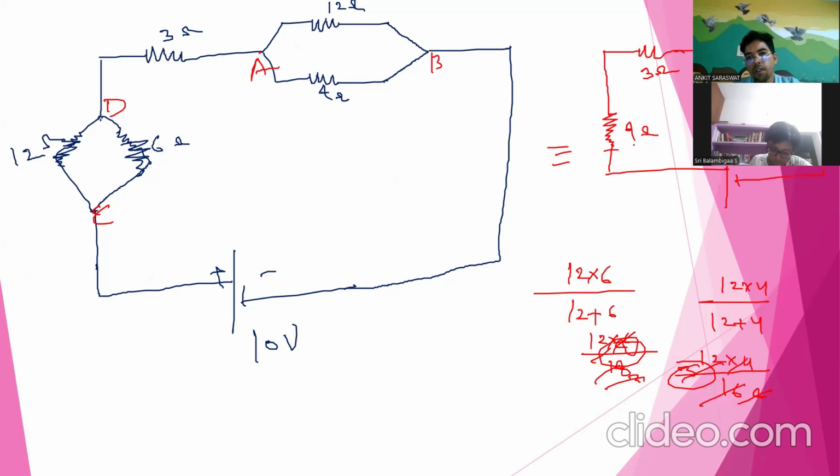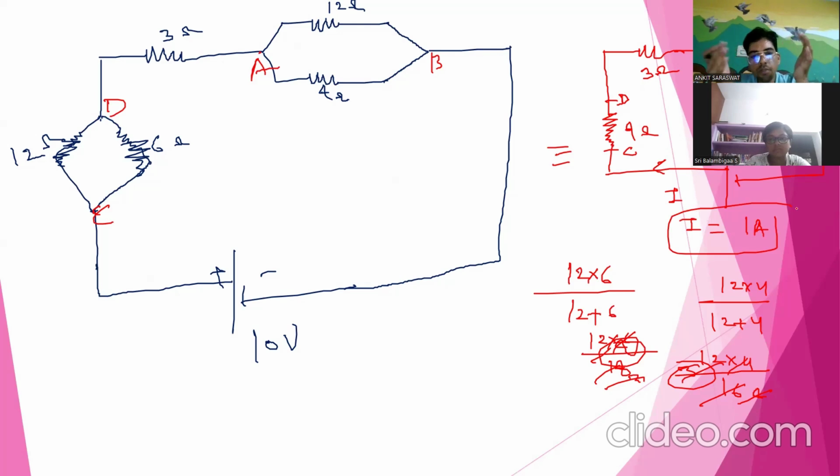This is C point. This is D. Now tell me, if 10 is here, what is the total equivalent resistance? 4 plus 3 plus 3, 10. Then how much current? Current will be 1 ampere. Is it correct? Yes, sir. Total equivalent resistance 4 plus 3 plus 3, 10. Total voltage V is 10. Current will be 1 ampere. R is equal to V by I.